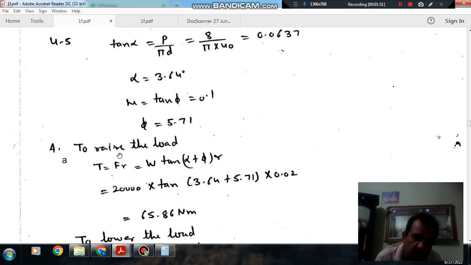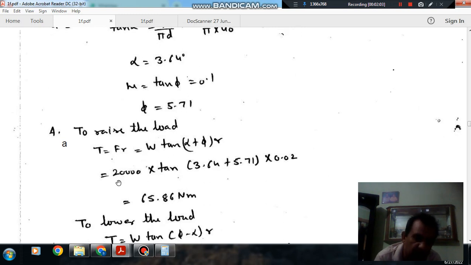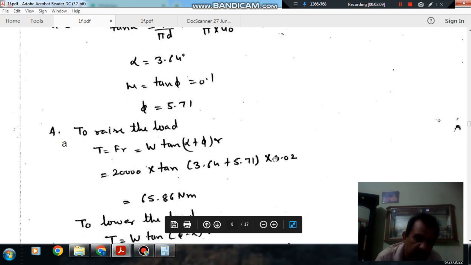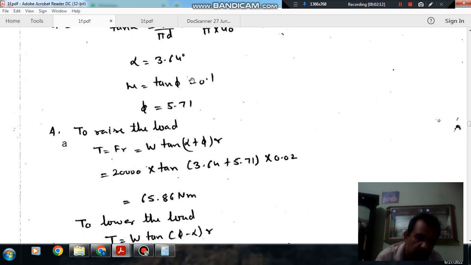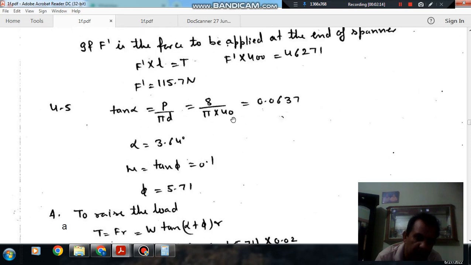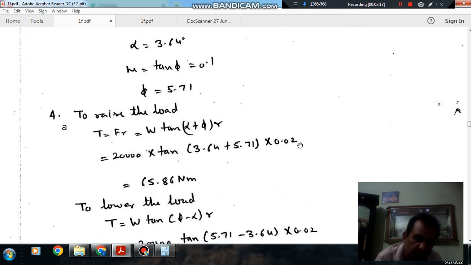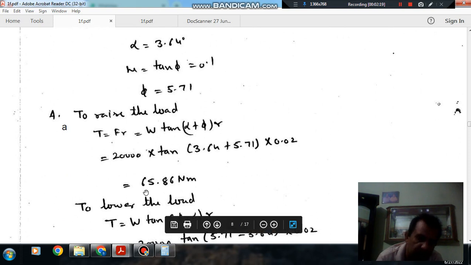Now to raise the load we use this formula. To raise the load or weight W, the force required is F equal to W tangent alpha plus phi, and the torque required is F into R, or T is equal to W tangent alpha plus phi into R. W is 20,000, alpha is 3.64, phi is 5.71 and R is the radius, 0.02 meter, because the diameter is given as 40 mm. So the torque required to raise the load is 65.86 N-m. We used that formula in the previous question, so no need to derive it.